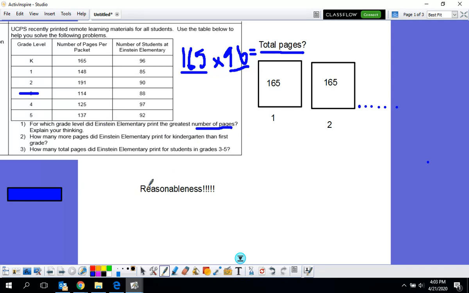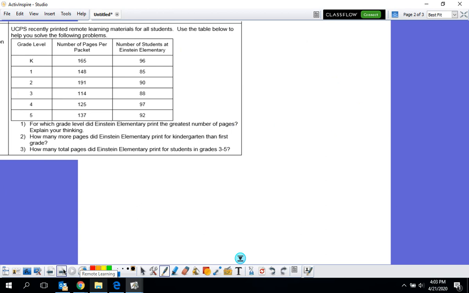Now, if you can't use reasonableness, then you will need to solve every single one of these multiplications to figure out which grade level had the most. But for number 1, I really think you can use the reasonableness of your factors to figure out which is the greatest number of pages. So that should help you with number 1. We're going to look at number 2 now.